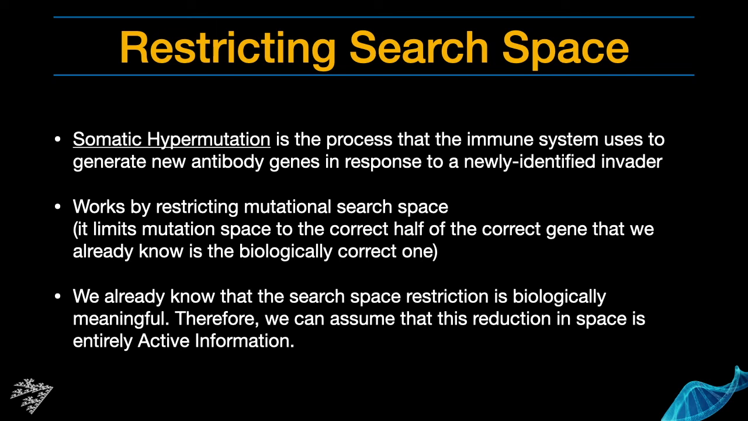So since we already know that the search space restriction is biologically meaningful, this means we can assume that the reduction in space is entirely active information. So we know that the mutation needs to occur here. And so as a simplifying assumption, we can just take that reduction in search space entirely as active information because we know from biology that this is an appropriate reduction in search space. And it is somewhat of a simplifying assumption because there could be a mutation somewhere else that would also solve it, but I think by and large this is a worthwhile simplifying assumption.